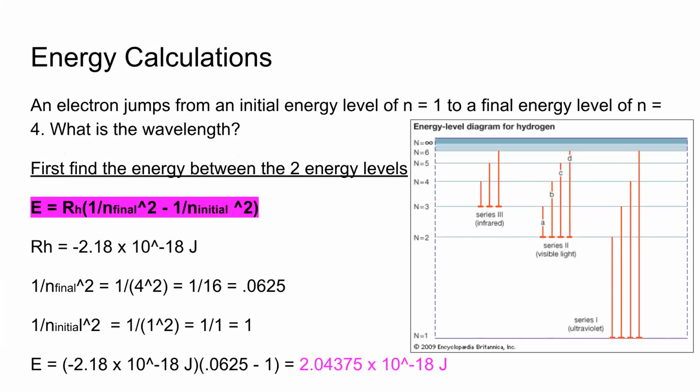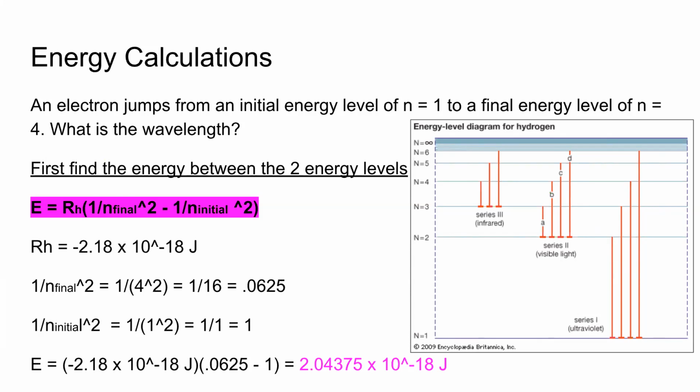All right, so now, his name is Bohr, right? Bohr. So remember when we were talking about Bohr and his theory about how particles can jump from one energy level to another? Here we have the energy level diagram for hydrogen, which is the same particle that Bohr was talking about. An electron jumps from an initial energy level of n equals 1 to a final energy level of n equals 4. So what is the wavelength?